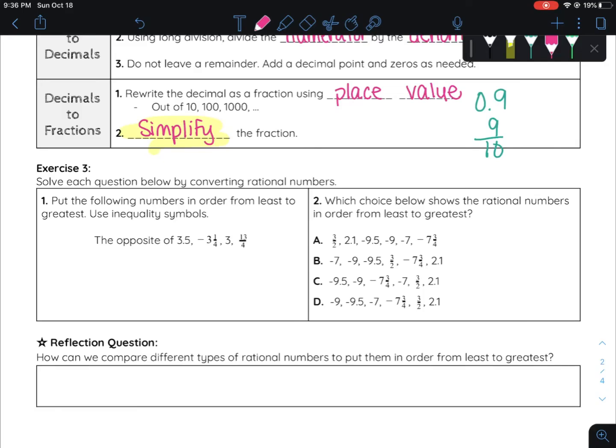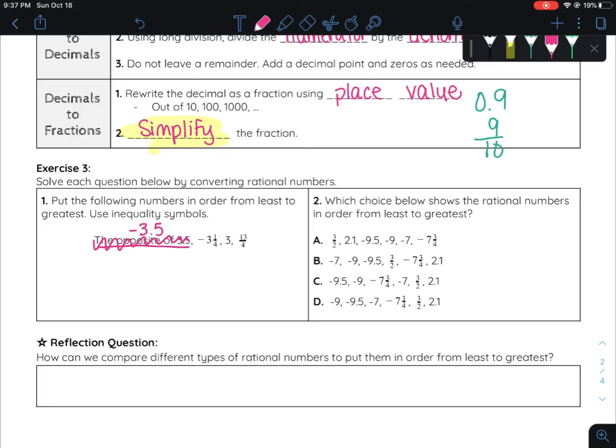So if we want to put some numbers in order from least to greatest, the best thing to do is turn them all into one type. It totally doesn't matter what you do. Whichever one you're more comfortable with will work. Okay, so I have the opposite of 3.5, which I know is negative 3.5, right? And then I have negative 3 1/4, positive 3, positive 13 over 4.